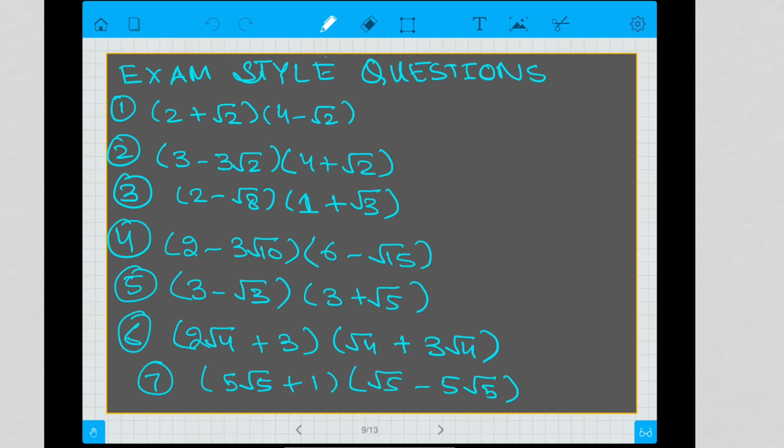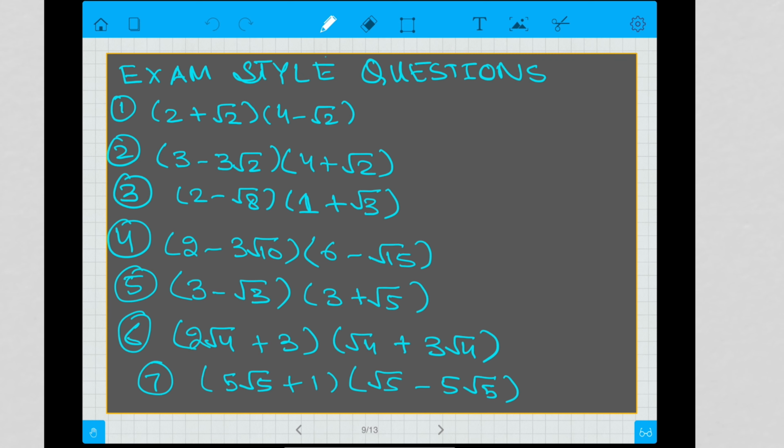Make sure you attempt these exam-style questions on expanding of brackets. And can you please do question number 1 for everyone? Yeah. Show that, say that.